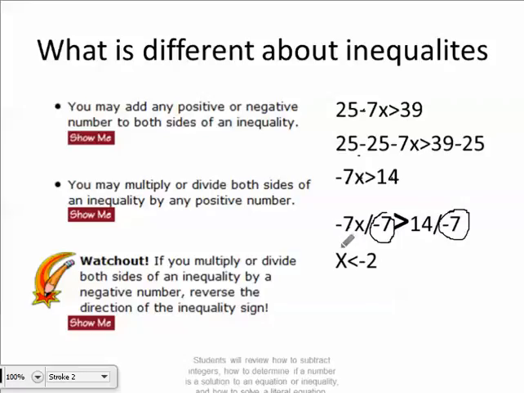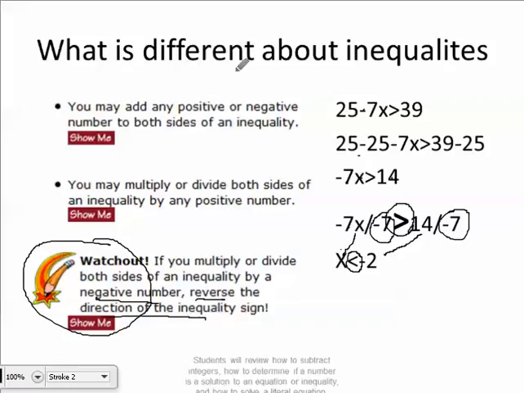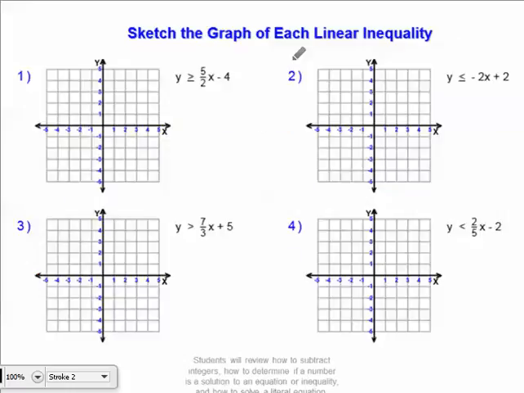When I do that, I get x on this side, obviously. I get negative 2 on this side. Notice what happened to the inequality sign. It flipped around the other way. That's what this watch out is telling you here, okay? You divide by a negative number, reverse the direction of the inequality sign. Just turn it around the other way. If it's a less than or equal to, make it a greater than or equal to. If it's a greater than, make it a less than. It just flips around the other way.